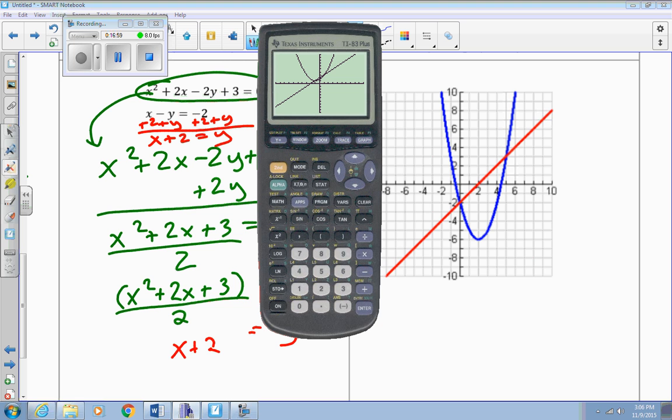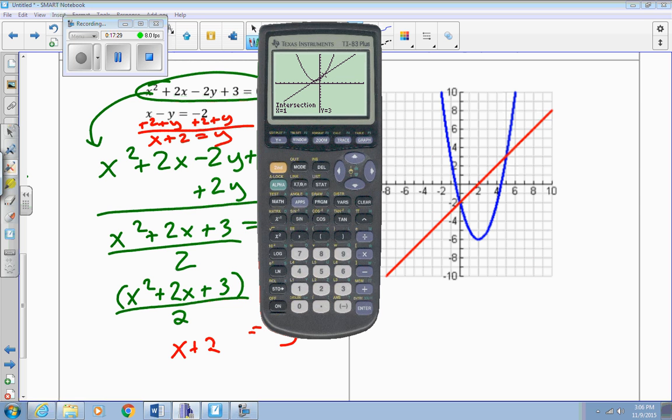So you go to second, trace. We're looking for the intersections. First curve, just hit enter. Second curve, hit enter. For guess, I think there are 2 intersection points, so I go to one side where I think an intersection is, move the tracer to the right, hit enter. And we get 1, 3.